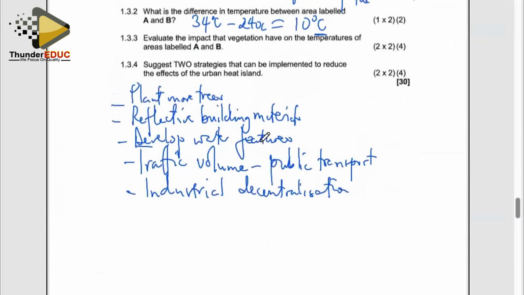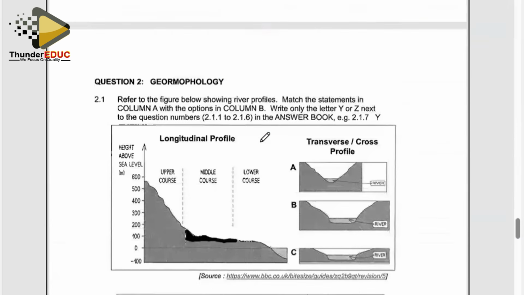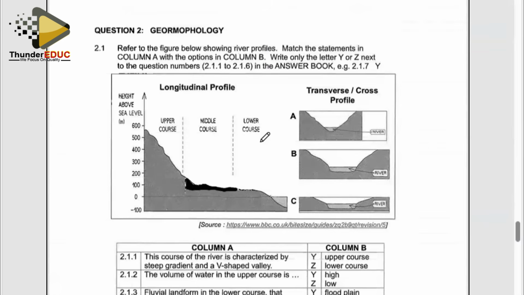Right, so the next question is focused on geomorphology. We're going to discuss just a few aspects here on geomorphology. Right, I'm just going to explain quickly on the first part before we answer the question.